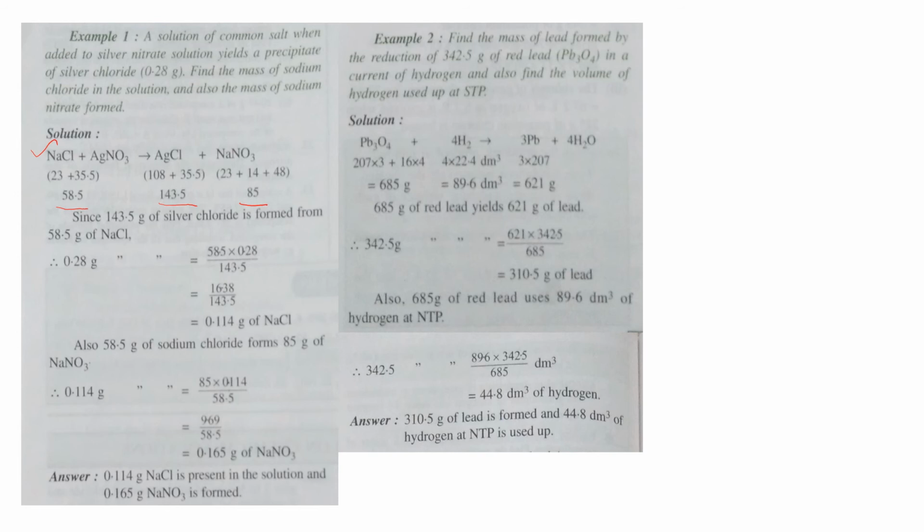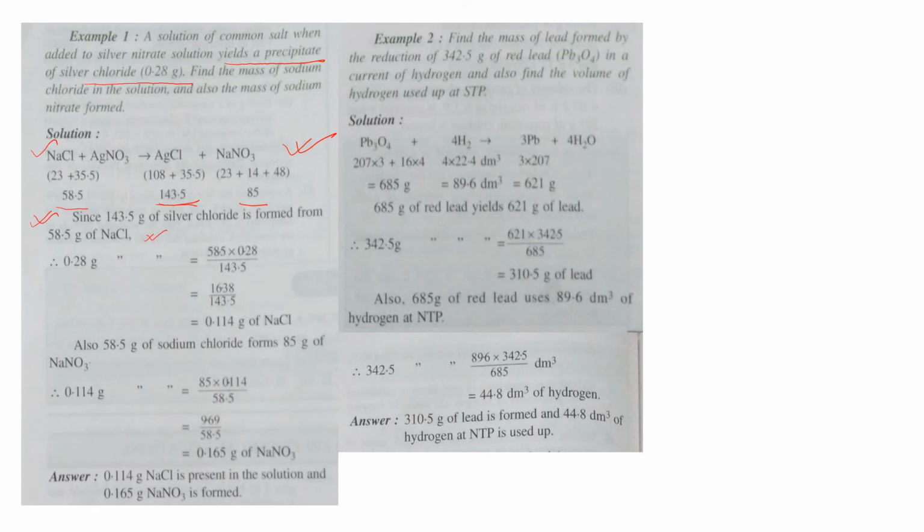Now it is given the precipitate, it is yielding a precipitate of silver chloride which is 0.28 gram. This is the only clue given. So that means I have to frame my sentence in a way that I can use this silver chloride, the known weight. So from this equation I can write, and you have to find out the mass of NaCl used. So I can frame the sentence in this way. 143.5 gram of AgCl is formed from 58.5 gram of NaCl.